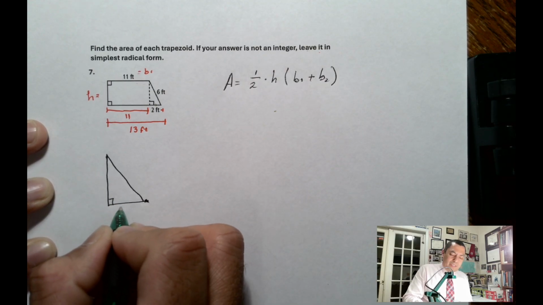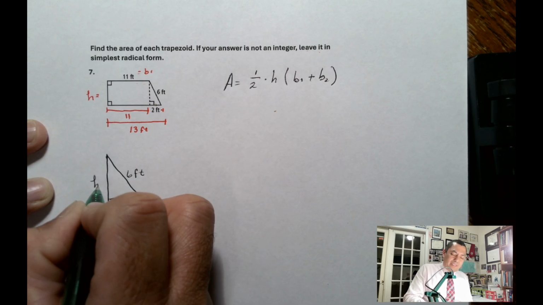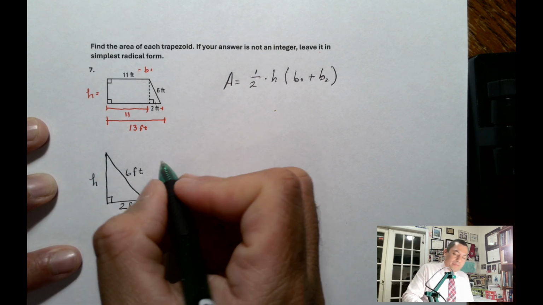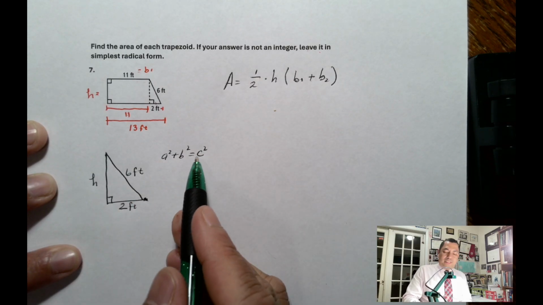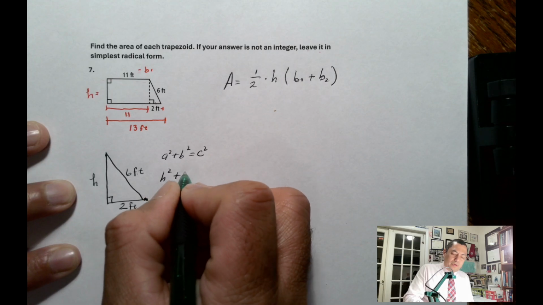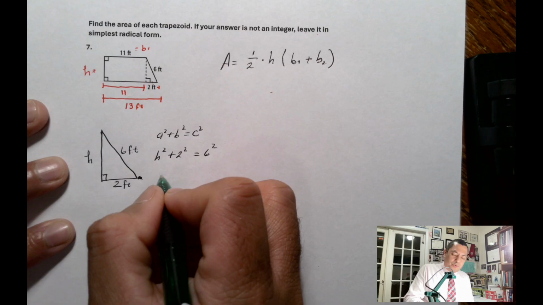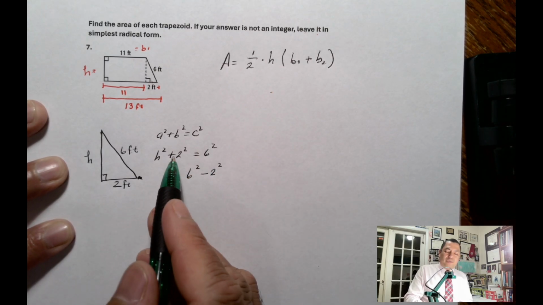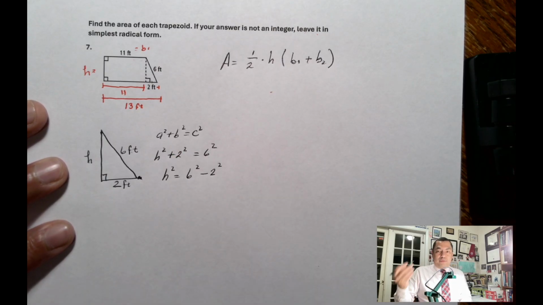So 90 degrees. This one is 2 feet, this one is 6 feet, and this is h, which is what we're looking for. Remember that the Pythagorean theorem is a squared plus b squared equals c squared, where c is the hypotenuse. So h squared plus 2 squared equals 6 squared, so h squared equals 6 squared minus 2 squared. The 2 squared, which is 4, is being added, so we move it to the right side and it becomes subtracting.